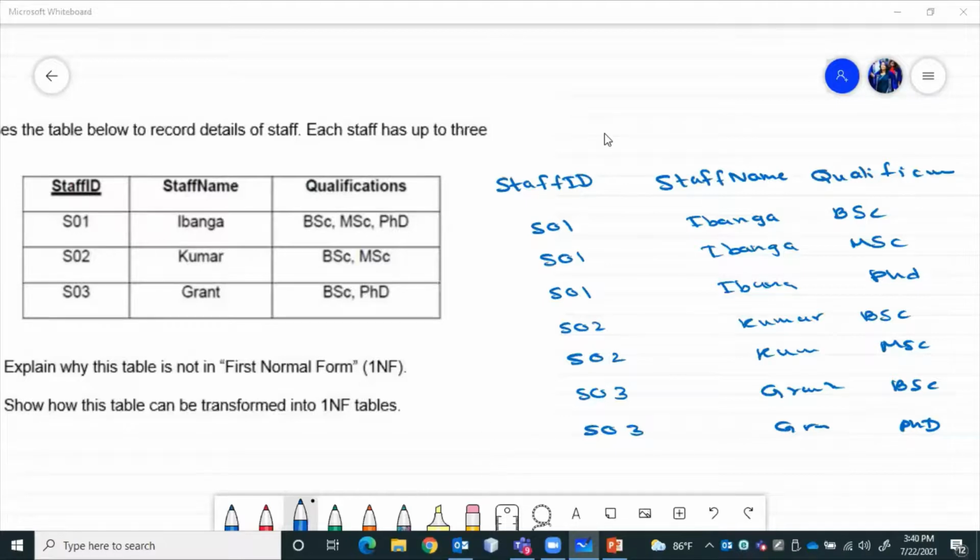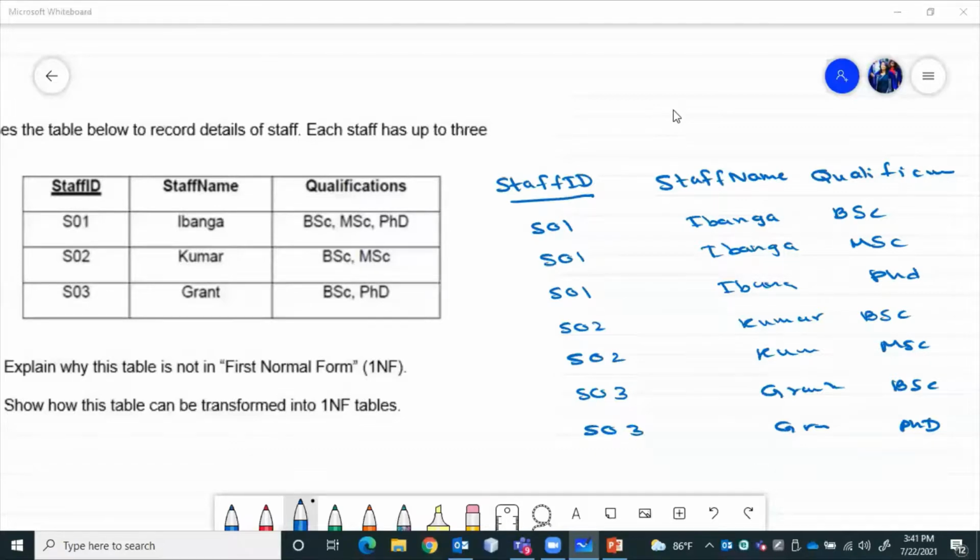Okay. If I make the staff ID the primary key, you can see it is repeating, duplicating. If it is the primary key, we cannot have duplicate values. See, S01, S01, S01, repeating. S02, S02, S03, S03, repeating. So is this enough for the primary key? You have to think about those things as well. Yes, we have a problem now.